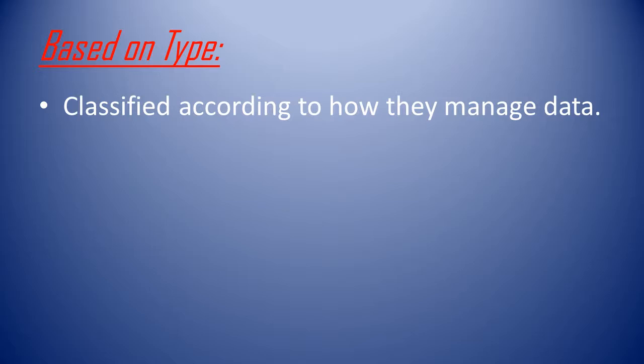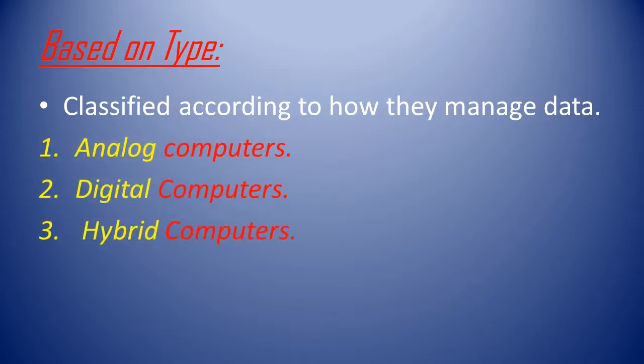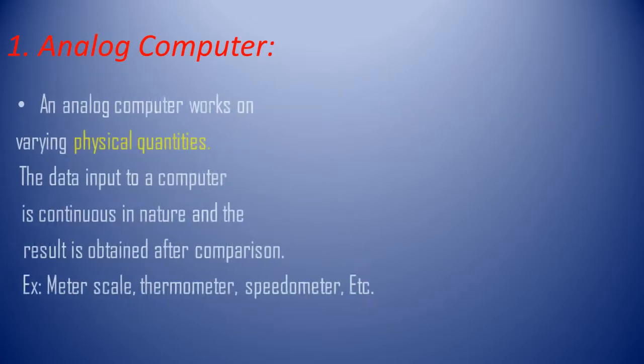Next is about based on type. Computers can also be classified according to how they manage data. They can be classified into 3 main categories. They are analog computer, digital computer and hybrid computer. First one is about analog computer.